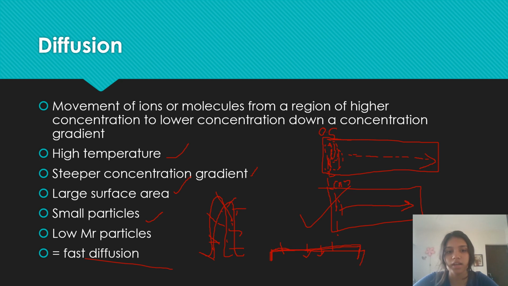Smaller particles can move faster. Why? Because they have a lower Mr, lower mass. So if molecules or particles have a lower mass, they'll be able to move faster. Let's say if you're 40 kilos and you're running a 100-meter race, it is more likely that you're more fit and it's easy to push yourself further and move faster in that time than if you were 80 kgs at the same body height. So lower Mr, lower mass, faster diffusion.